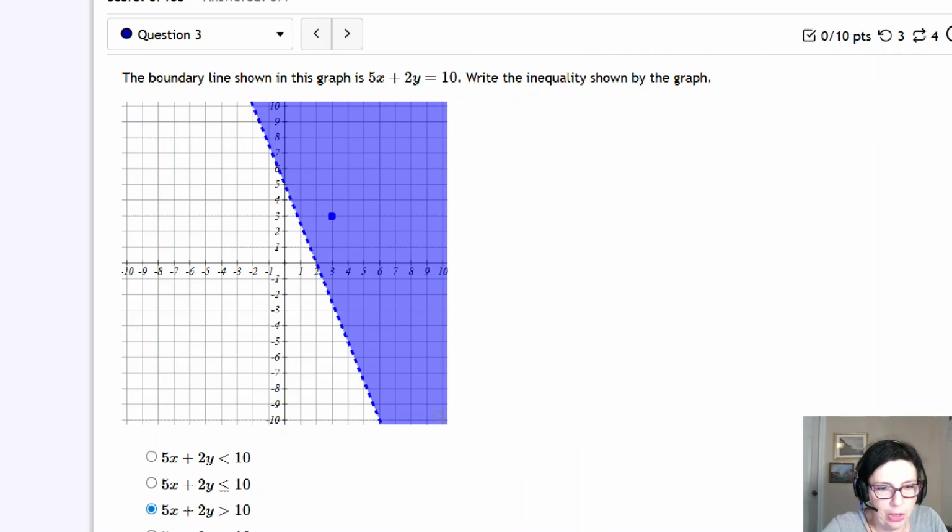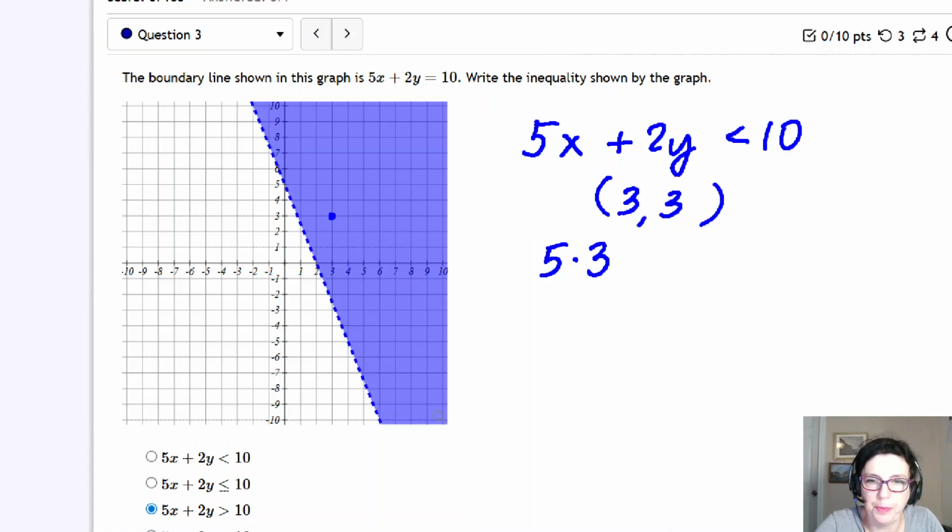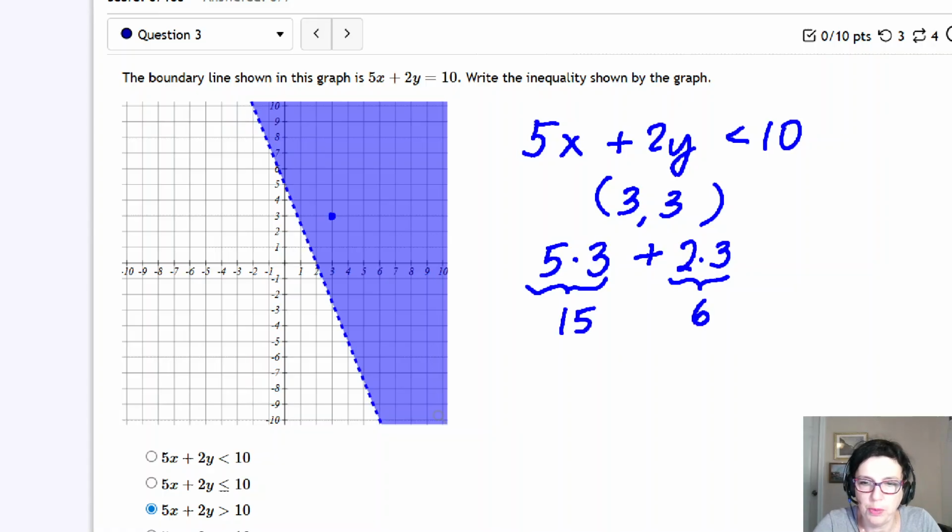So let's go with the first one. I have 5x plus 2y less than 10, and I chose this test point to be (3, 3). Now I have to substitute. Remember, the default operation is multiplication, so you're multiplying 5 by 3 plus 2 times 3. Remember, multiplication always comes first, so we compute that first. This is going to be 15, and this is going to be 6.